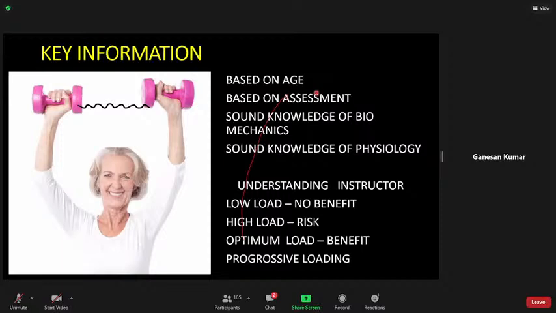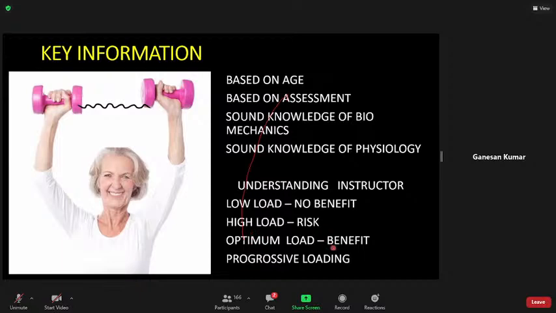You need to have a good assessment of your manual muscle testing, and you should have a good understanding of the biomechanics. Your physiology is also very required because you're going to have aerobic capacity which needs to improve. Always understand that if you're going to give a low load exercise, there's not going to be any benefit. A very high load is going to be a risk. So you need to find your optimum load which will be beneficial, and then you need to progressively load.